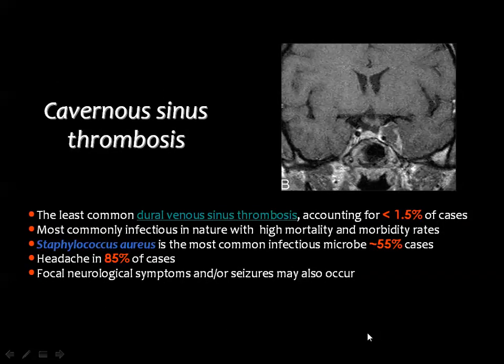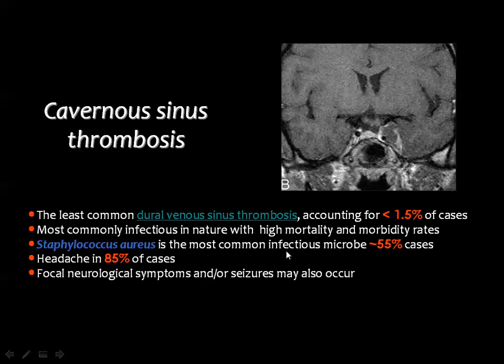Then, if the sinus is thrombosed, the classic appearance is that the sinus is enlarged and it is not enhancing with contrast because the thrombus appears as a filling defect within the sinus. And the internal carotid artery is, in most of the cases, patent and sometimes is displaced inward like this.